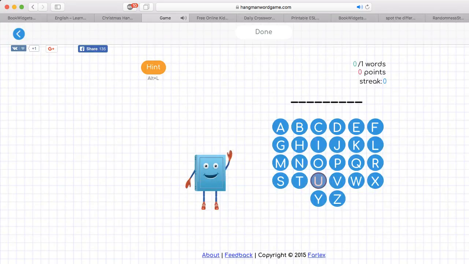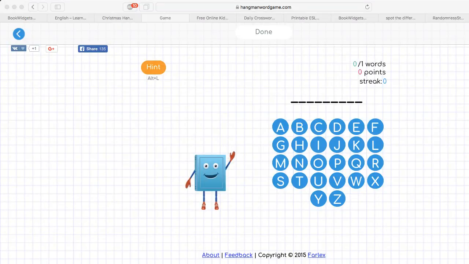Oh, so as you can see, recitation was the word. It's a more difficult word. So again, this is if you want a challenge. If you want a challenge, this is your go-to.